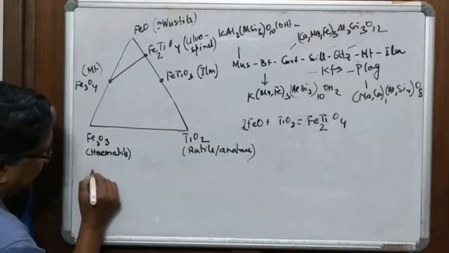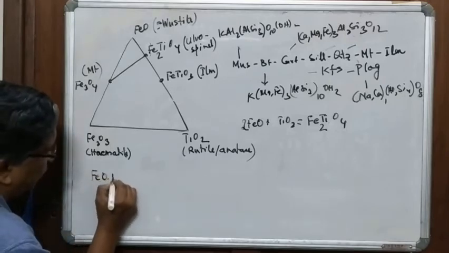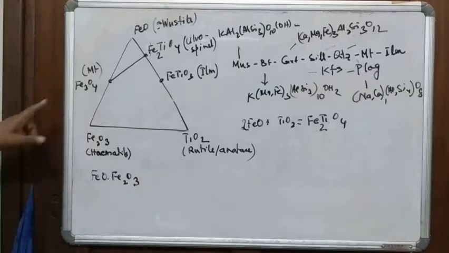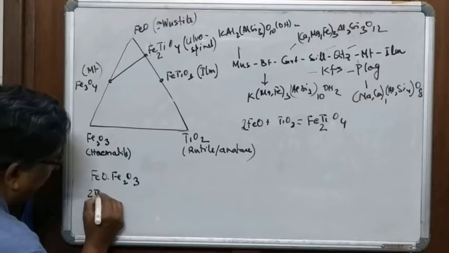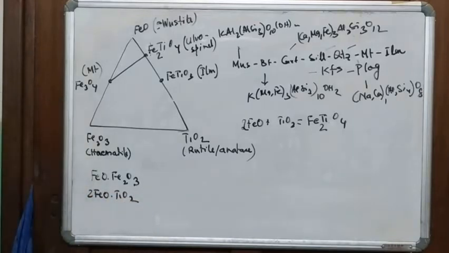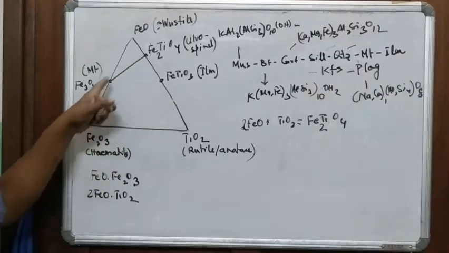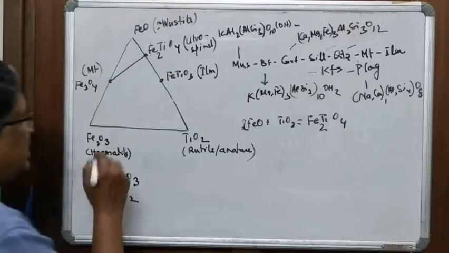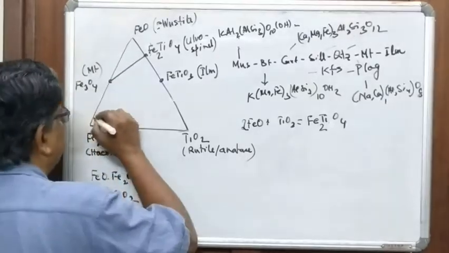I'm writing here. So this is FeO, Fe2O3, right? This is FeO, Fe2O3, and this is 2FeO, TiO2. So this is the solid solution between magnetite and ulvospinel. These are a solid solution series. There is more about it, but we don't go into the details.